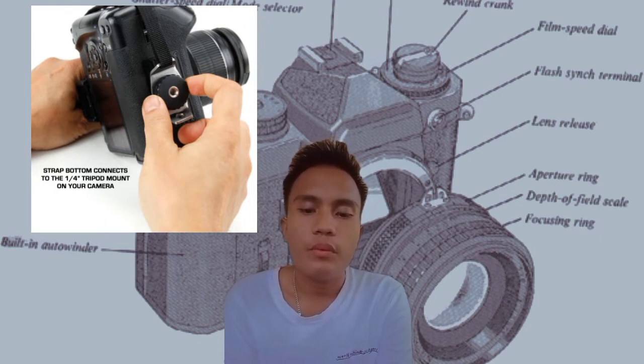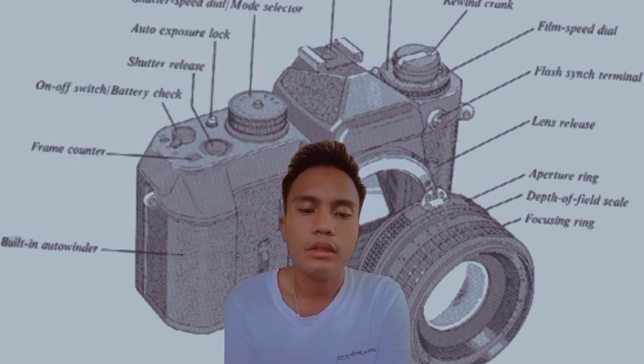Every film camera will have a way to mount it on a tripod. It's on the bottom plate of the camera. It is where you can screw in a quick release plate to mount that camera onto a tripod.